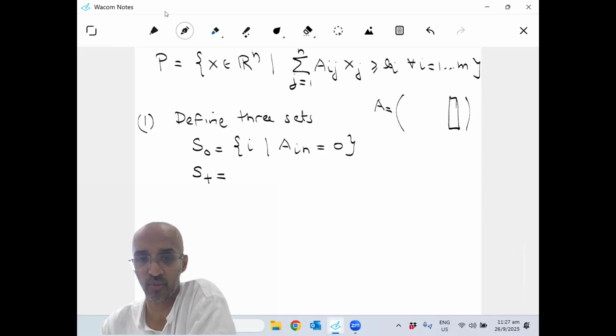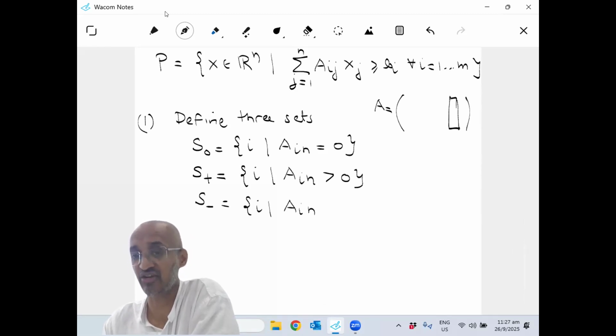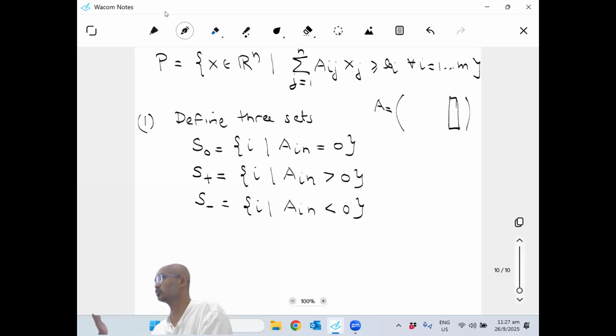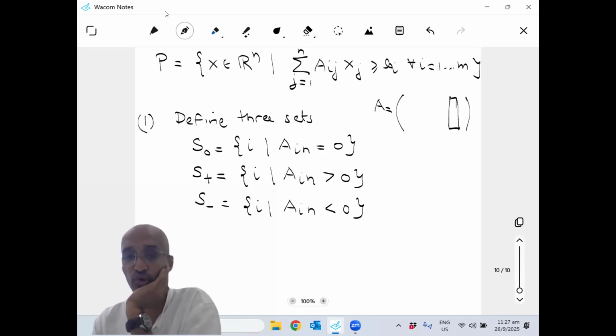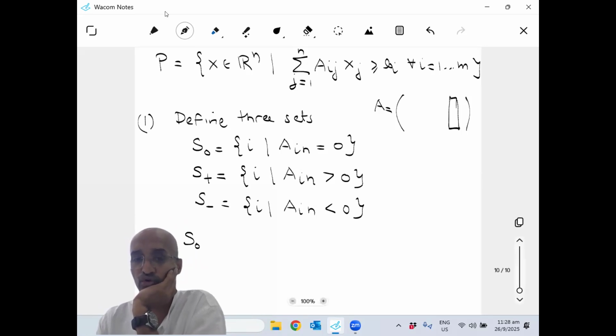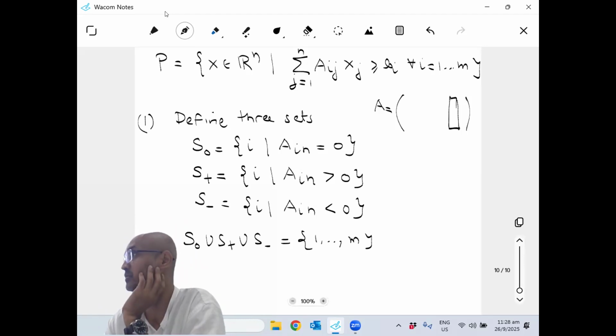Find me the constraints where the coefficients are strictly positive, and find me the constraints where the coefficients are strictly negative. These sets might be empty sets, but you can find these sets. You just partition every constraint into one of these three sets. So if you look at S0 union S plus union S minus, all the constraints will be captured in one of these sets, and these sets are disjoint.